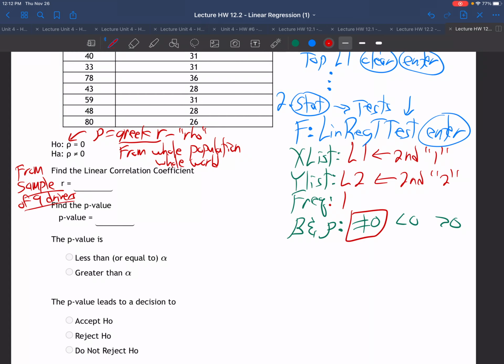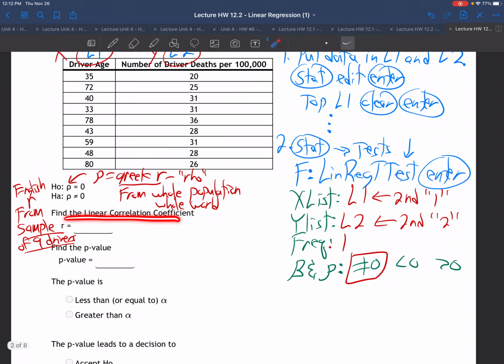English R. So whenever we use English letters, the English R is from the sample of 9 drivers. Have you caught that throughout statistics? We're always using English letters, like R, to represent our sample. And R, what is R? It's the linear correlation coefficient.